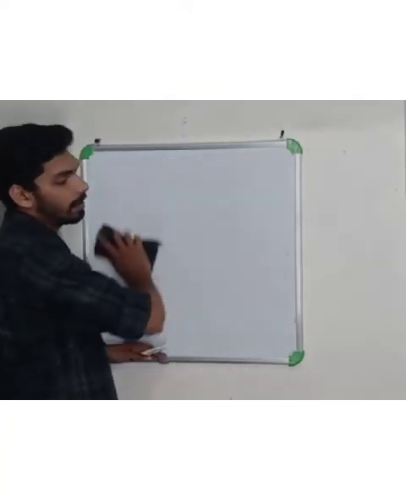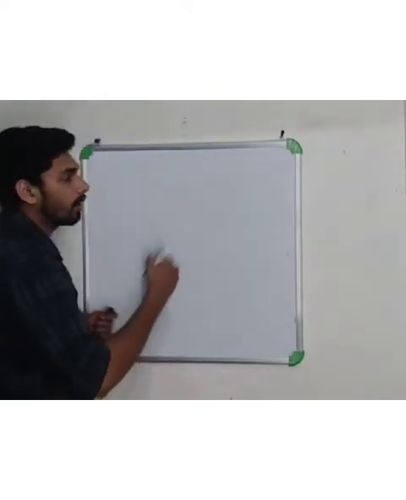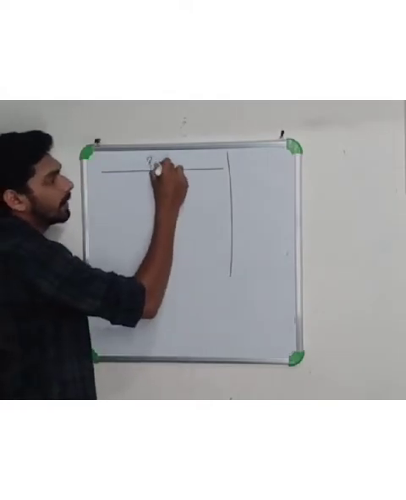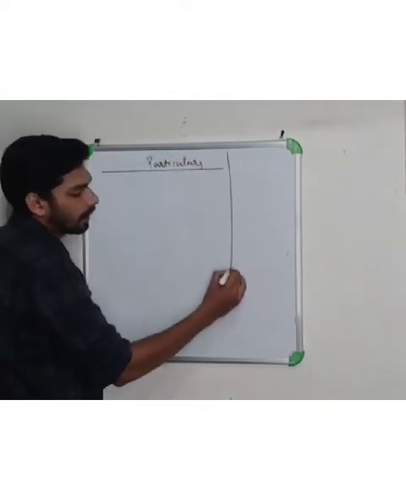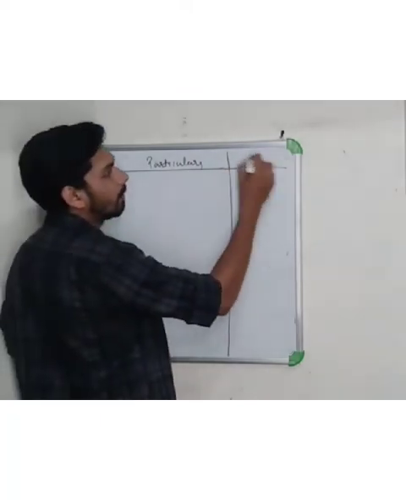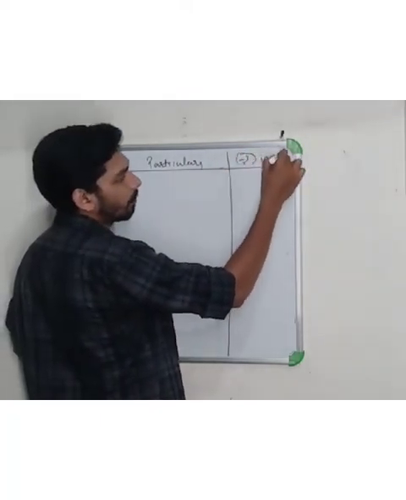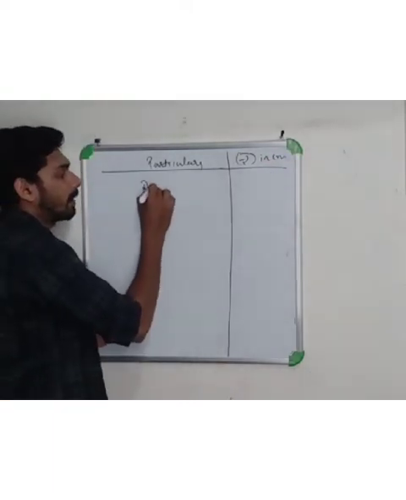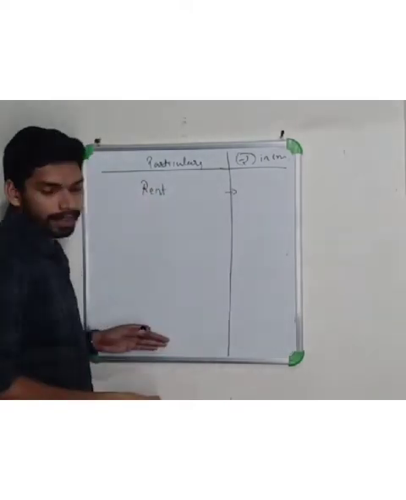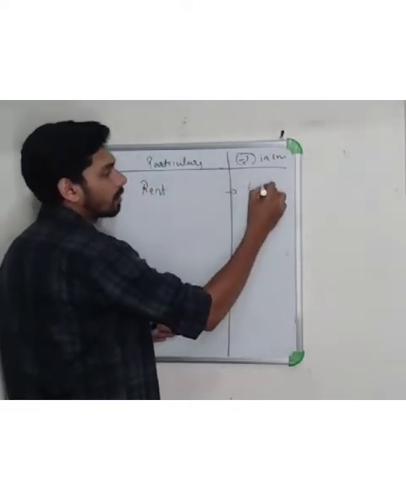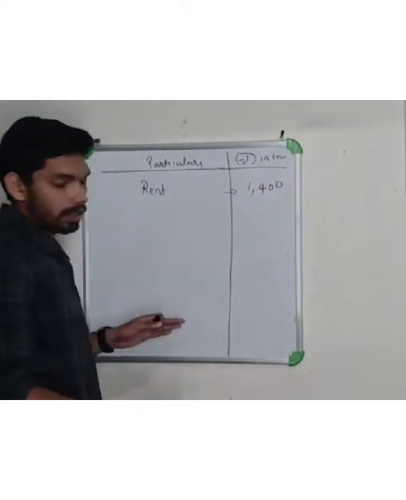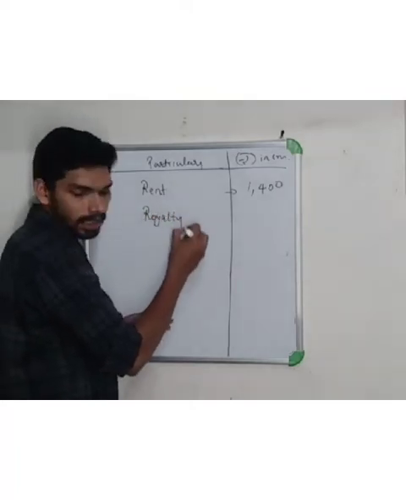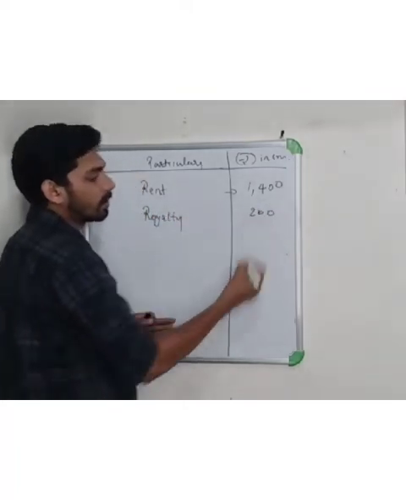Now here we have a table. In the first column we have the particulars, and in the second column we have the amounts in rupees crore. The first particular is rent, that is 1,400. The second particular is royalty, that is 200.